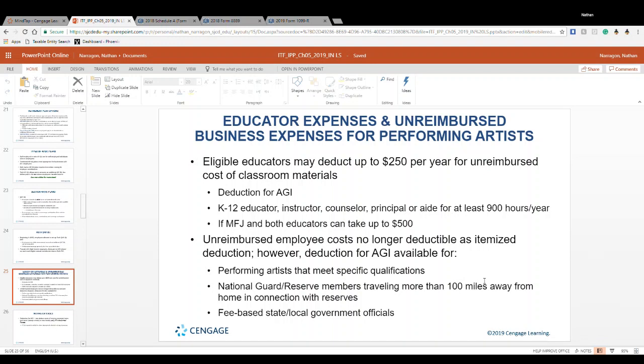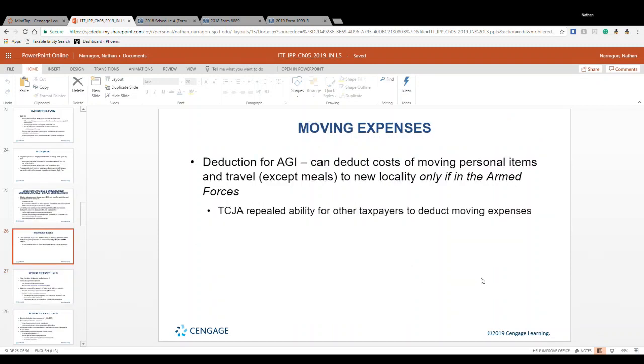Another big deduction that they took out from above the line that made some people angry is the moving expenses. Before, if you moved and relocated for a new job and you met the requirements, it had to be almost 50 miles away from your previous home, you got to deduct all the moving expenses. Now, the only people that can do that is military. Okay?